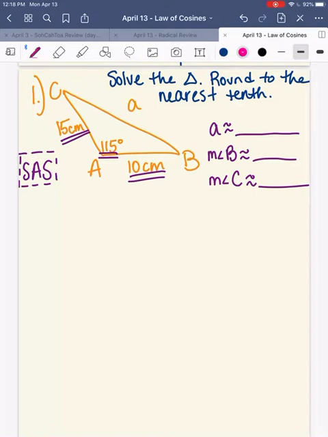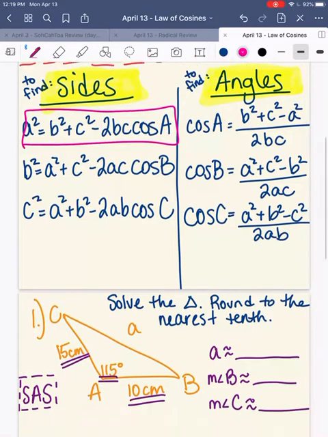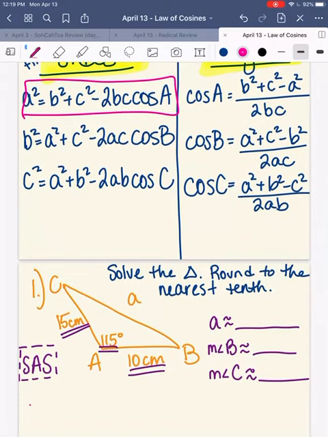So the first thing we're going to do is find side A. We're going to go to this formula here because we're looking for a side, and we're looking for A. Notice the formula says A squared. That's a little funky, but we'll talk about what that means in a second. So A squared equals B squared. B is this side right here. It's across from big B.